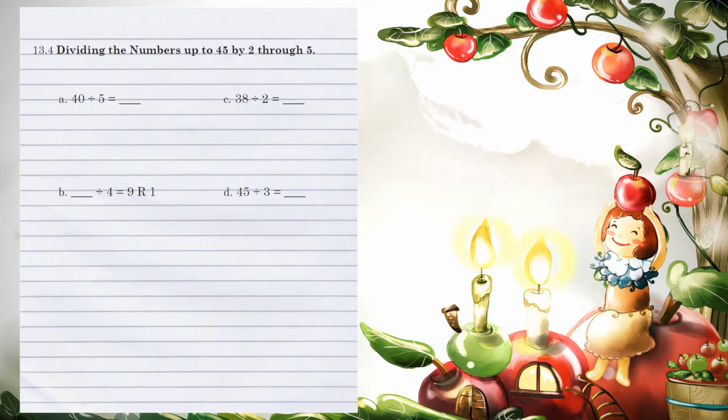Unit 13.4. Dividing the numbers up to 45 by 2 through 5. Example A, 40 divided by 5. That is a multiplication fact because we know that 8 times 5 equals 40.